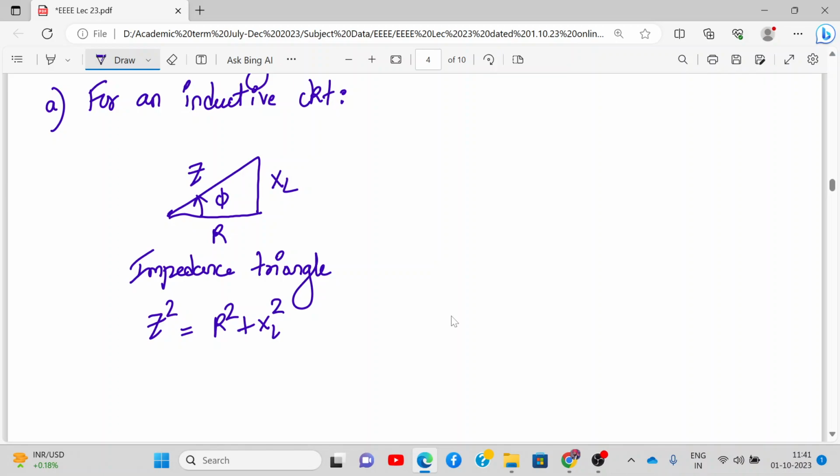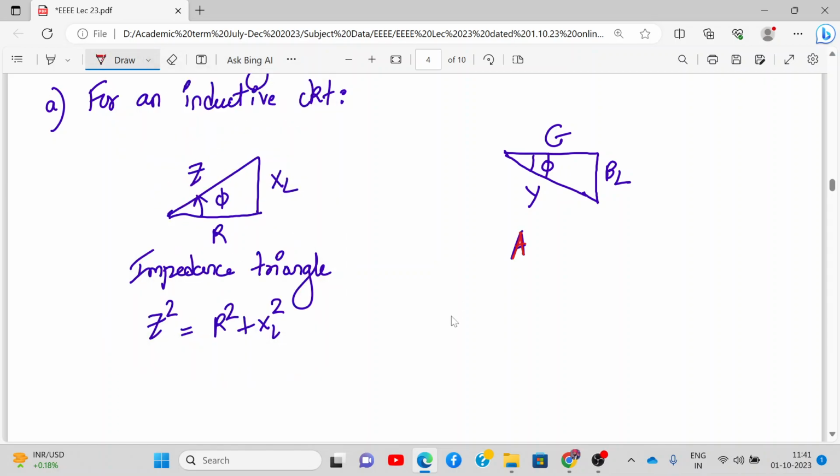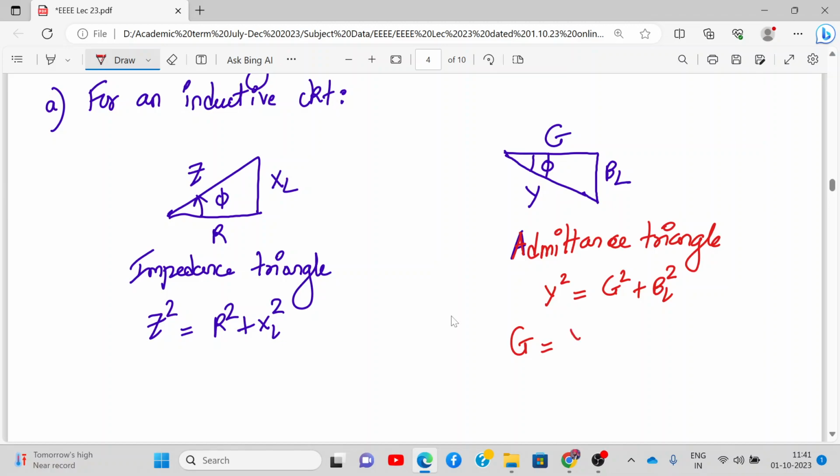Similarly, we have the admittance triangle. The admittance triangle will be reversed, like this. This is my admittance triangle. This is phi, this will be BL, this will be Y, and this will be G. This is called the admittance triangle. So please draw it. It will be exactly the reverse of the impedance triangle, for an inductive circuit. Now how do we write over here? Y square is equal to G square plus BL square. Yes or no? Okay. So what is G? Can I say G can be written as Y into cos phi?